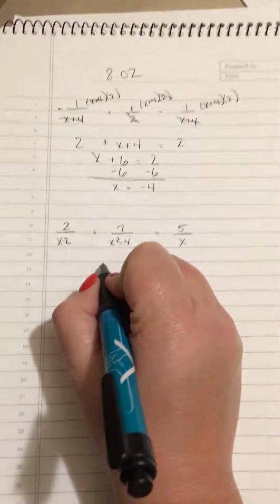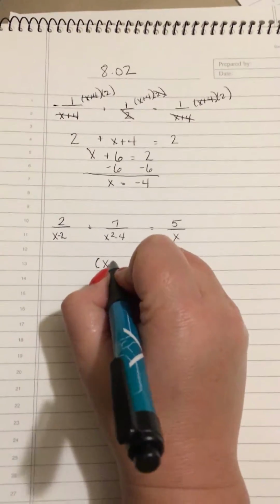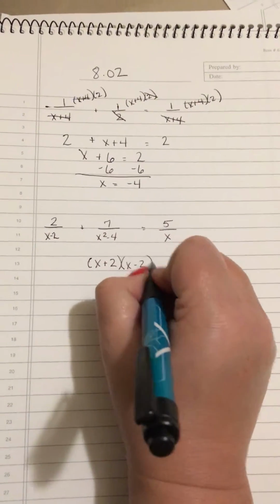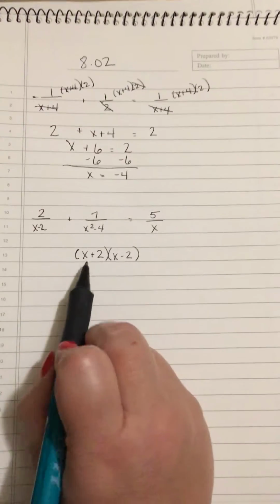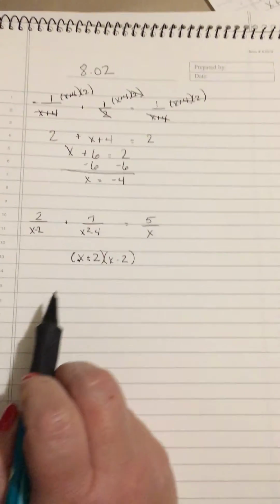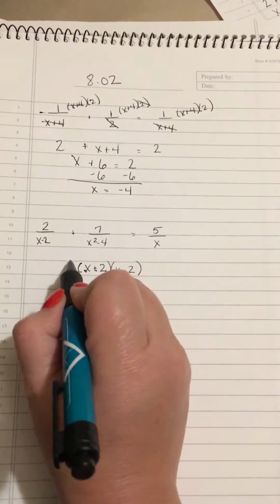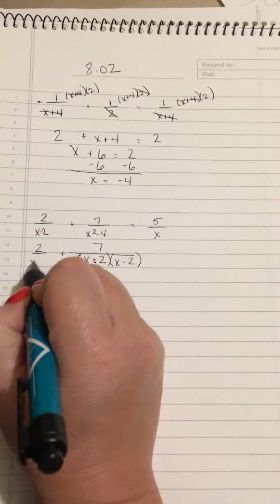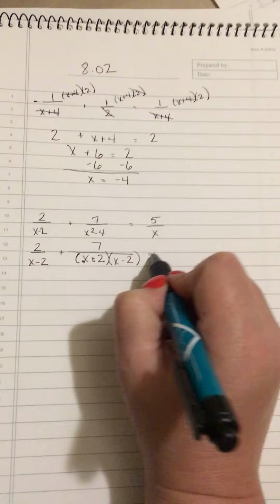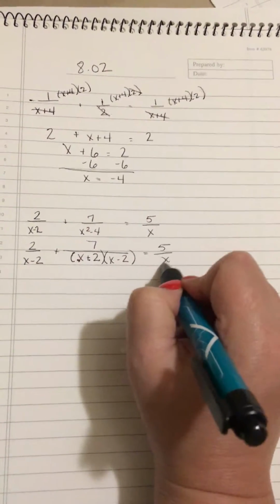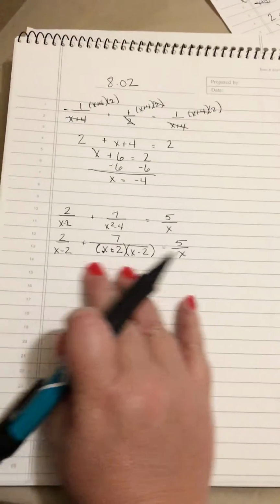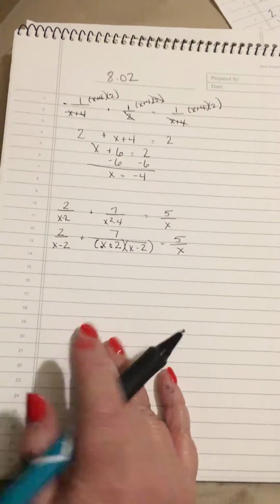So, based on what you should know about factoring, this x squared minus 4 is actually the result of multiplying these two factors, x plus 2 and x minus 2 together. So now, that part of the equation is fully factored, and I'm going to copy the rest of the equation down. So now I'm going to look for all of my factors that are present in the denominator.